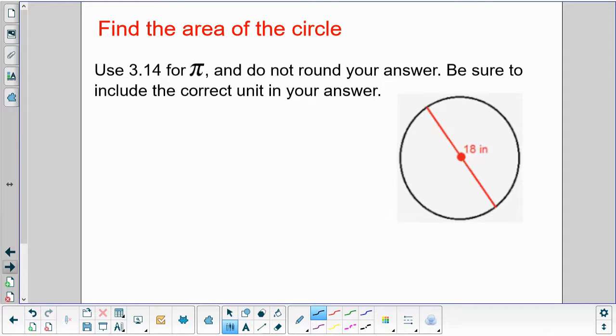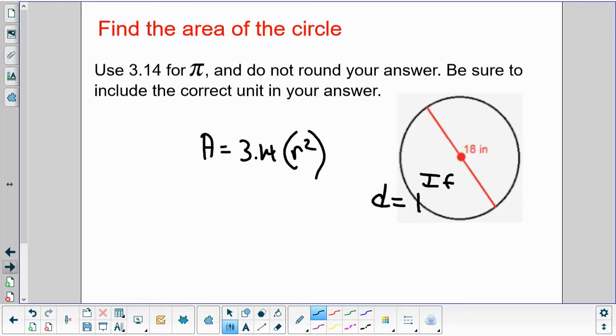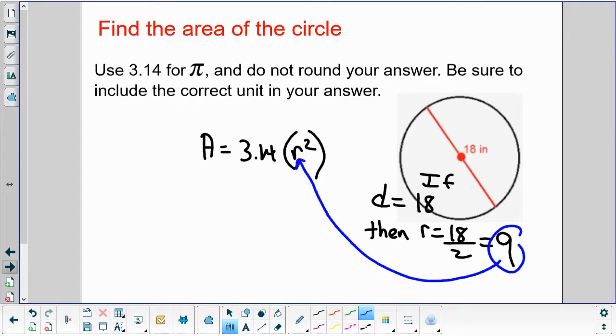So on the next one, 3.14 for pi. Do not round your answer, but be sure to include the correct unit in your answer. So again, we're trying to find the area. But they gave us a diameter, so we need to divide it by 2, and then we can get our radius. 18 divided by 2 equals 9, and that will be the number that we put into the problem. So 3.14 times 9 squared, or 3.14 times 81.